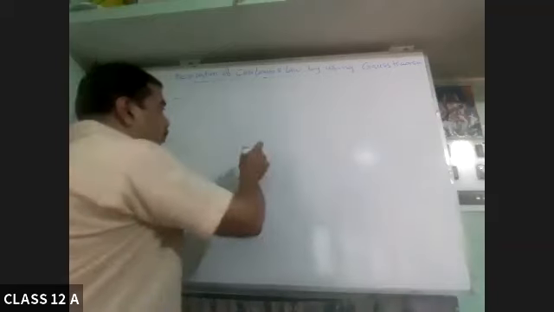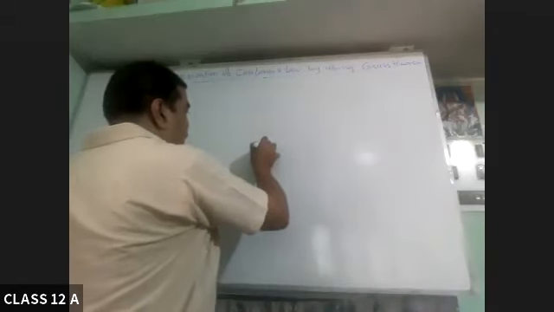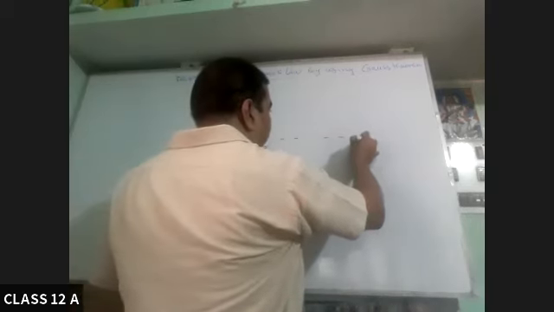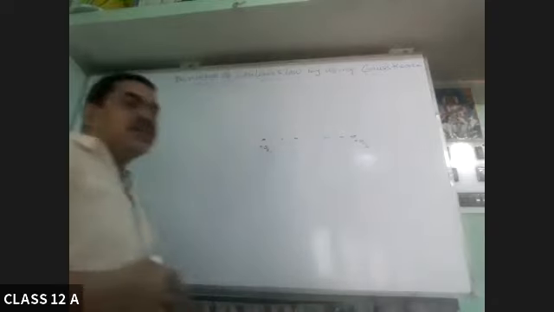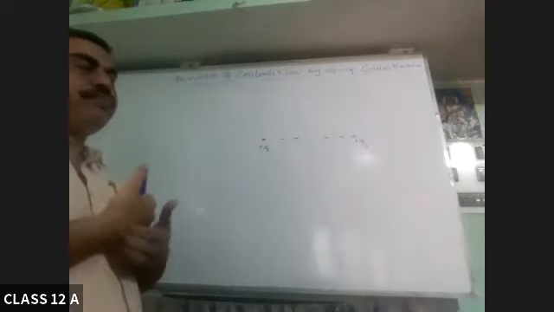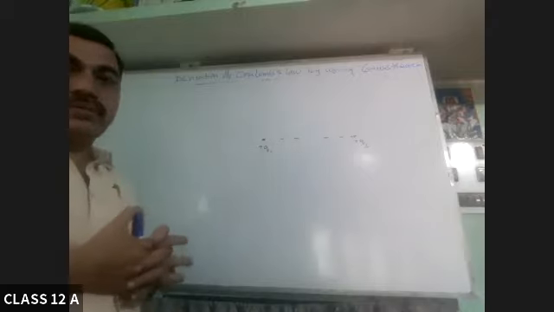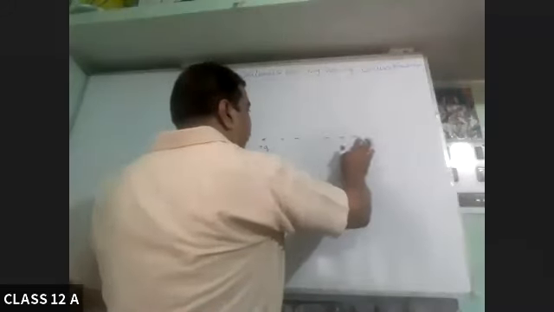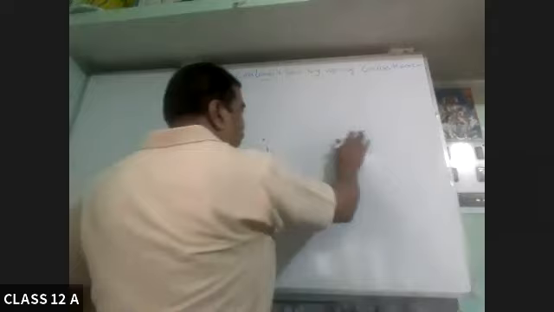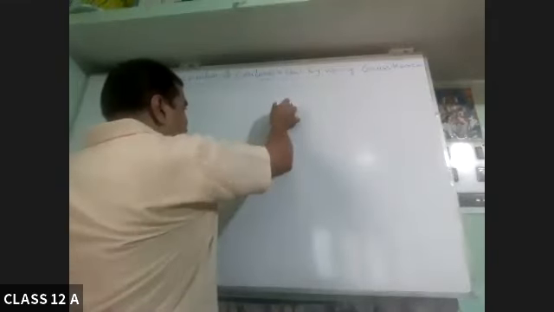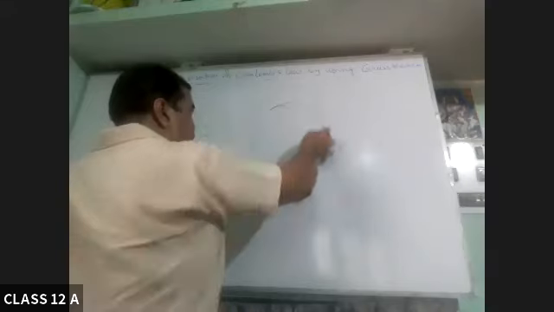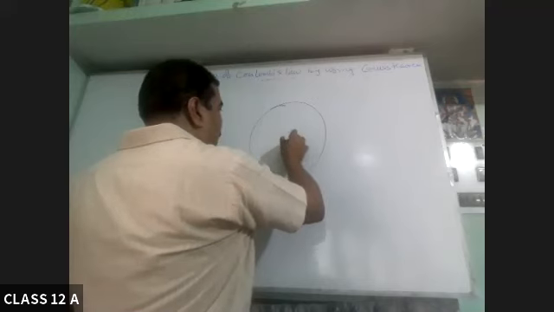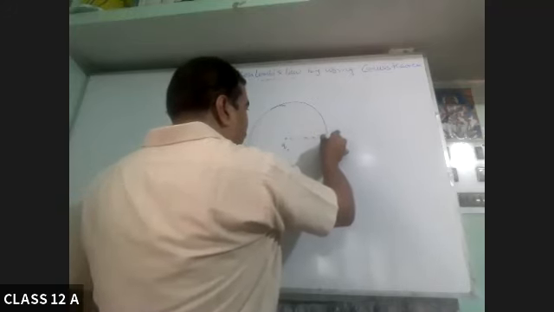Now, suppose two charges are present here. This is plus Q1, and the other charge is here, maybe plus Q2. We may assume minus Q2, no problem. Then we have to consider the sphere also. So here is Q1, and at a distance R, Q2 is present.